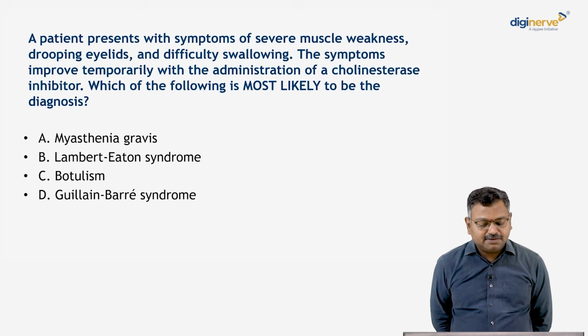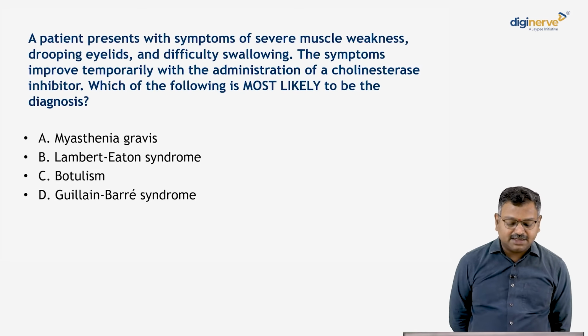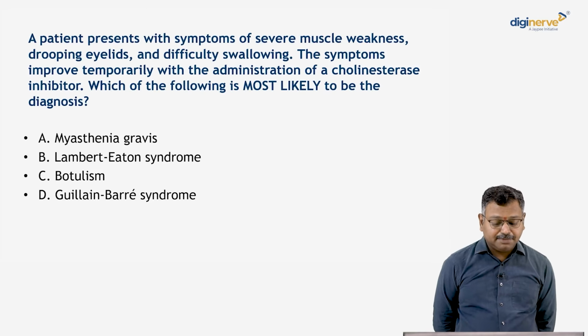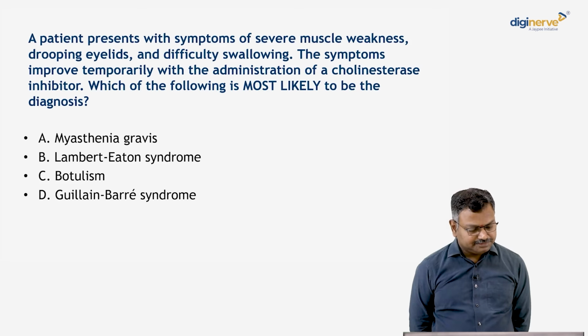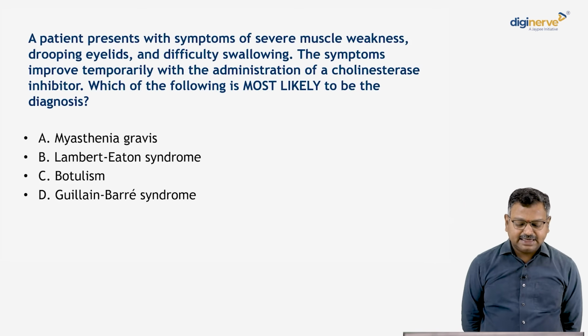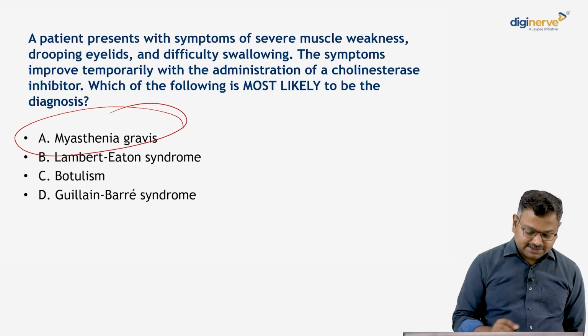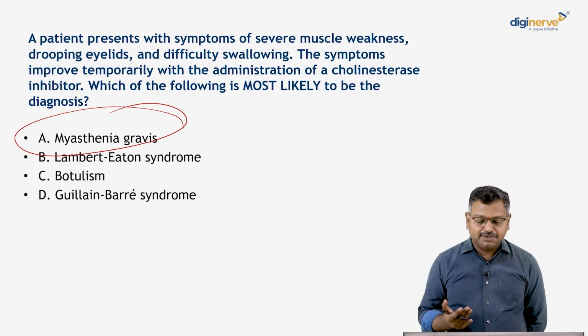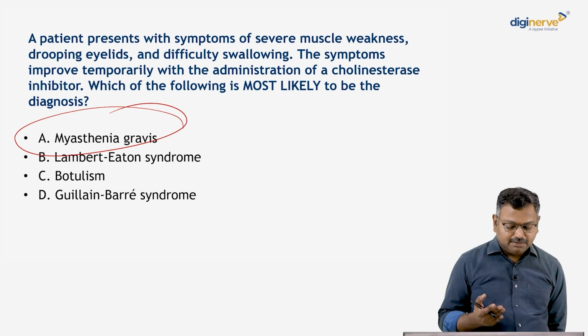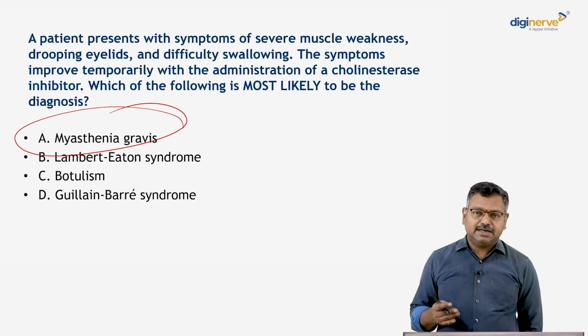A patient presents with severe muscle weakness, drooping eyelids and difficulty swallowing. The symptoms are temporarily improved by giving a cholinesterase inhibitor. What is your diagnosis? Myasthenia, Eaton-Lambert, botulism, Guillain-Barré. This is a characteristic feature of myasthenia. In Eaton-Lambert, it will not improve with anticholinesterase inhibitors. Botulism is a neurotoxin, and Guillain-Barré is a neuropathy.